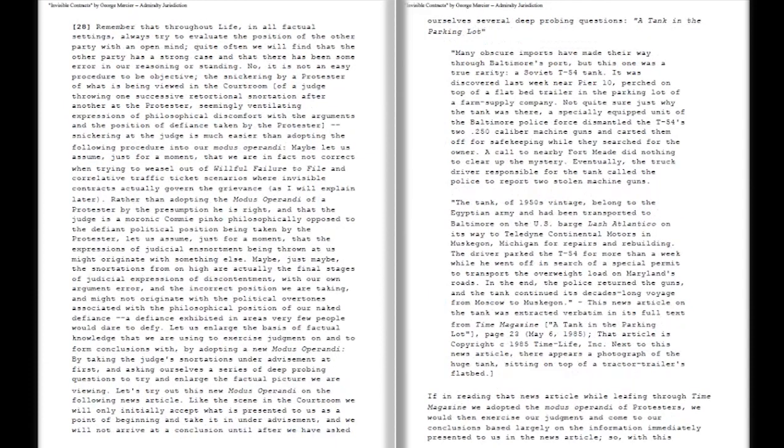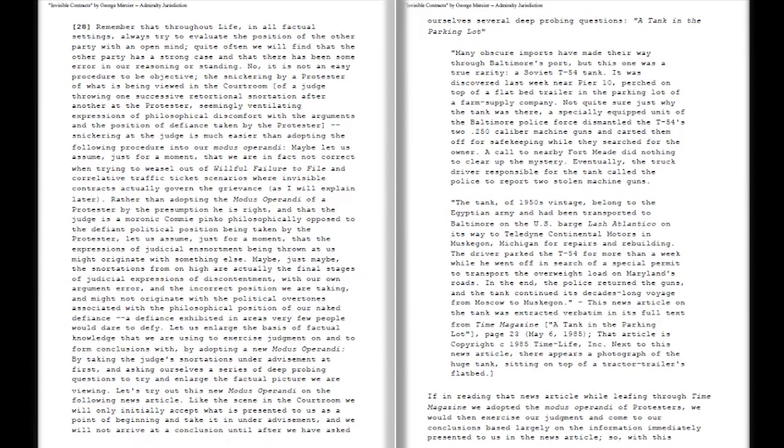28. Remember that throughout life, in all factual settings, always try to evaluate the position of the other party with an open mind. Quite often we will find that the other party has a strong case and that there has been some error in our reasoning or standing. No, it is not an easy procedure to be objective. There is the snickering by a protester of what is being viewed in the courtroom of a judge, throwing one successive retortional snortation after another at the protester, seemingly ventilating expressions of philosophical discomfort with the arguments and the position of defiance taken by the protester. Snickering at the judge is much easier than adopting the following procedure into our modus operandi.